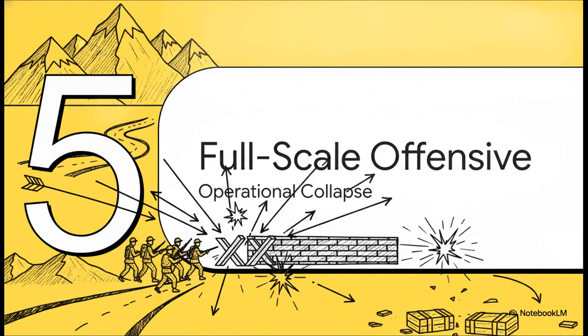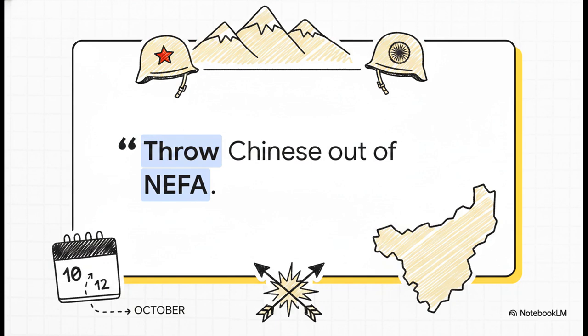Section 5. The Full-Scale Offensive. This is the inevitable result of all those previous miscalculations crashing into each other. On October 10th, the Chinese attacked an Indian patrol. 2 days later, Prime Minister Nehru made this very public statement: "Throw Chinese out of NIFA." This was the trigger point right before the full-scale assault.